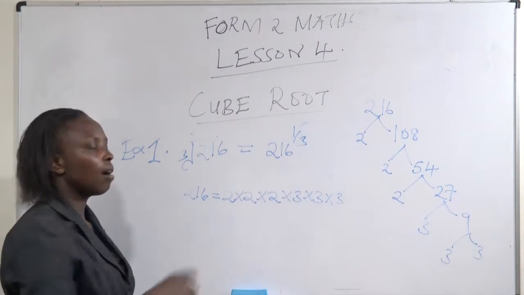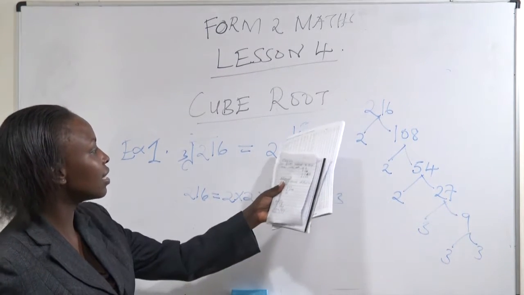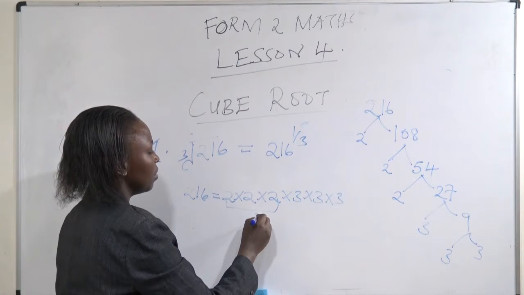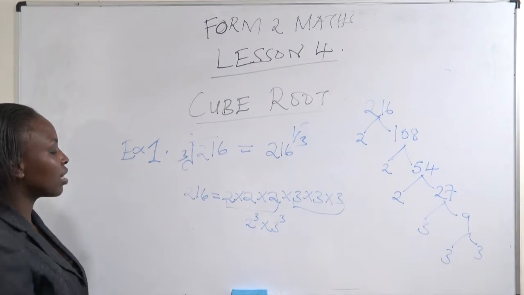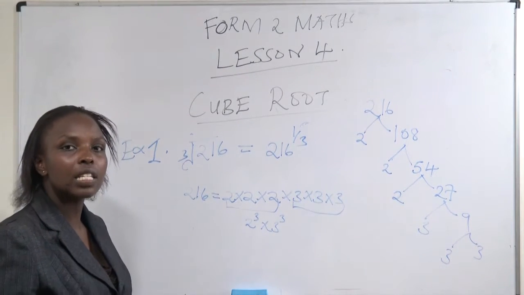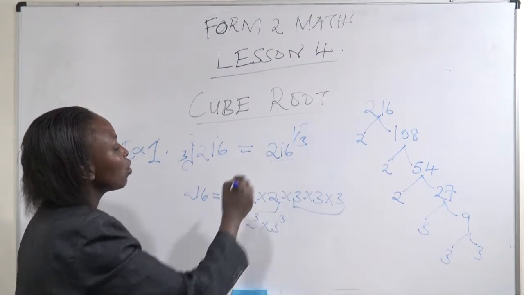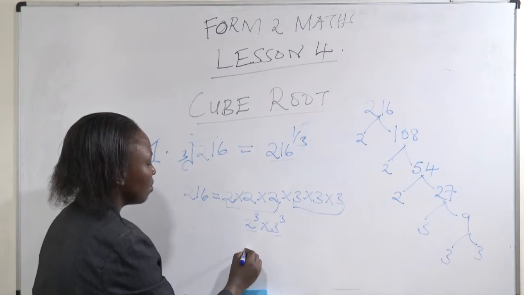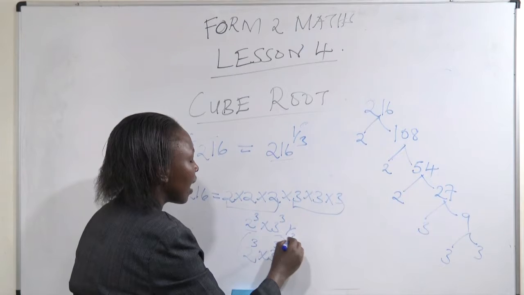We now express these factors in power form, and we are going to group them into 3s. Remember, our power there is a third. So we take this 3 like that. That is 2 cubed times this other one, 3 cubed. If you work out 2 cubed times 3 cubed, you still get 216. So we are not changing the value. We are just expressing it in a different way. So instead of writing 216 here, we substitute it with 2 cubed and 3 cubed. So that means 2 cubed multiplied by 3 cubed, all to the power of a third.